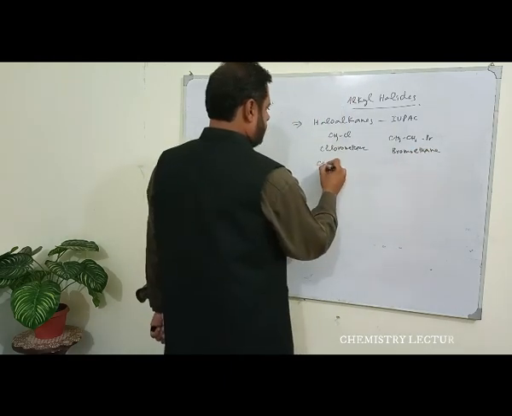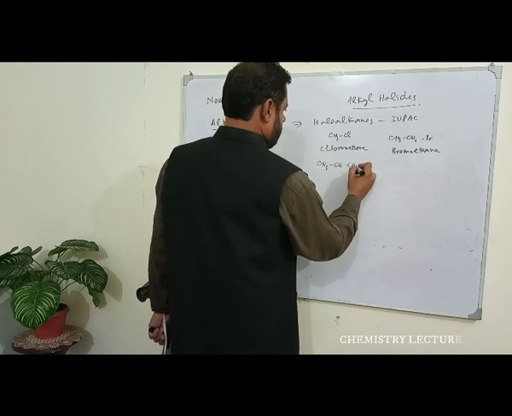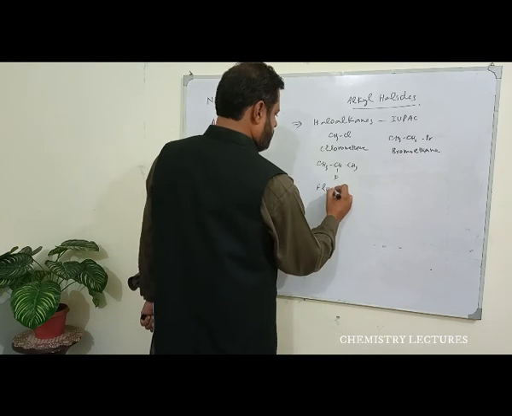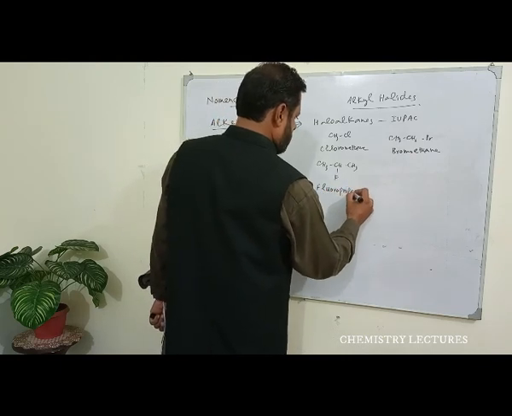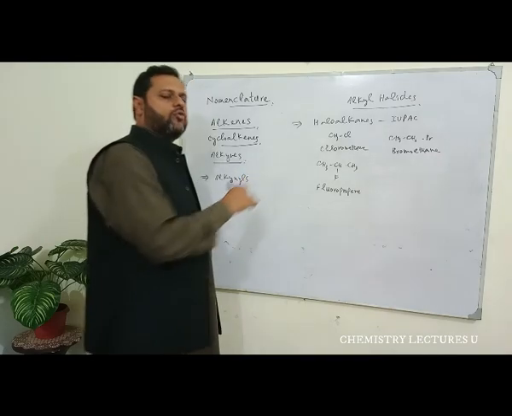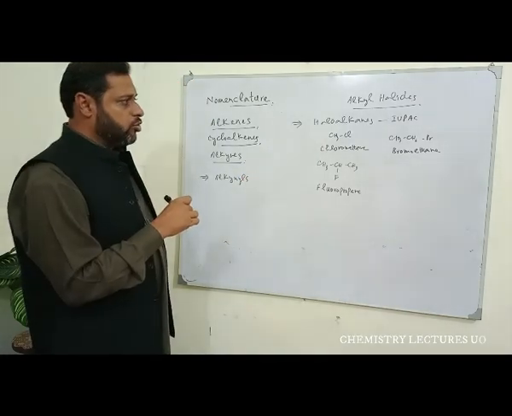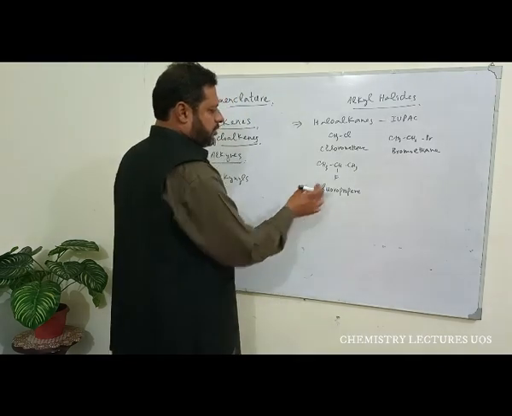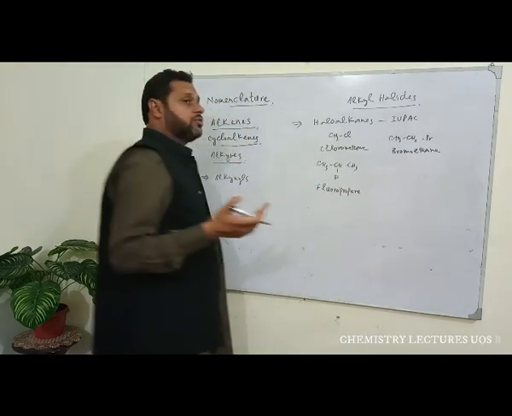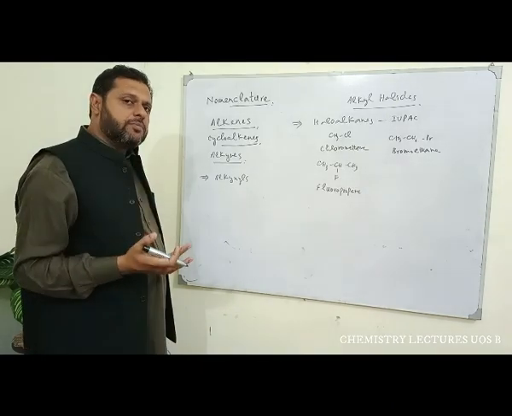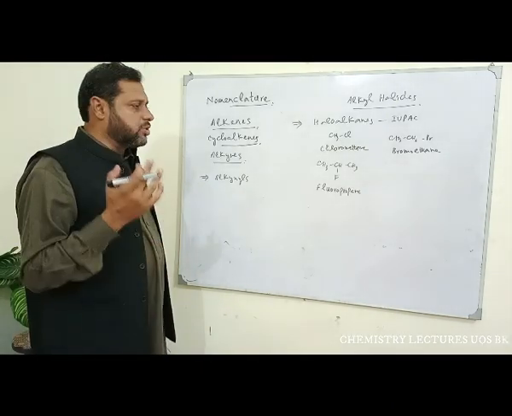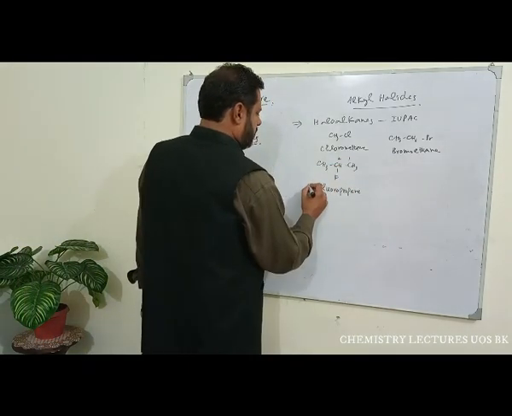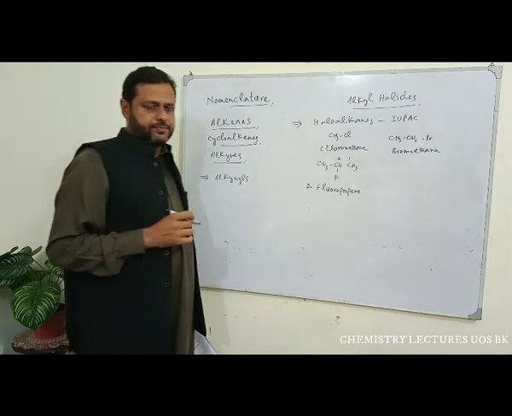bromomethane, cyclopropane. Now you have to mention the position of the fluorine group, because in these two cases there is no second option. But here we have the option that fluorine can be here or here. So remember, start numbering from that side to give the least possible number to the halogen group. So it will be 2-fluoropropane.